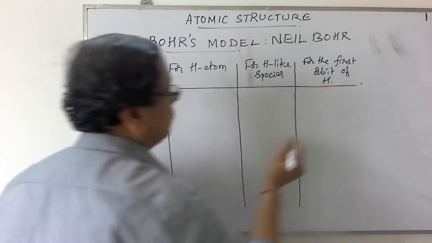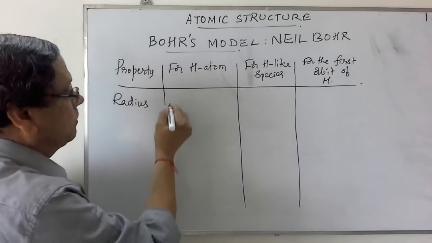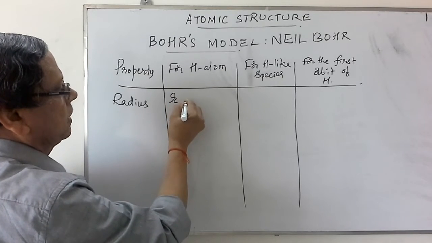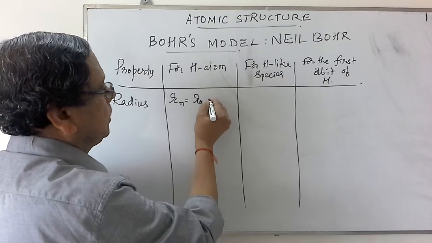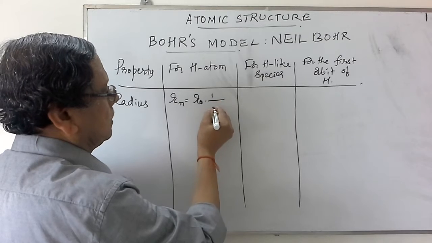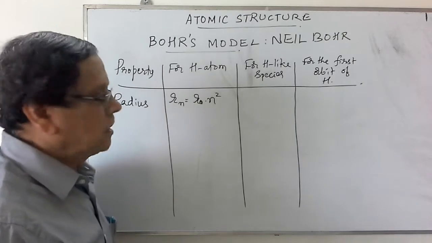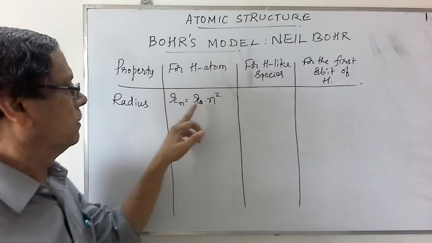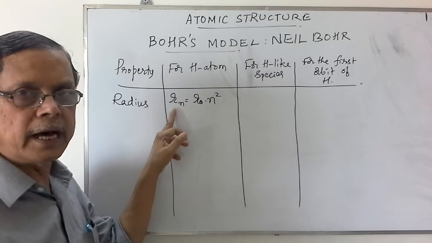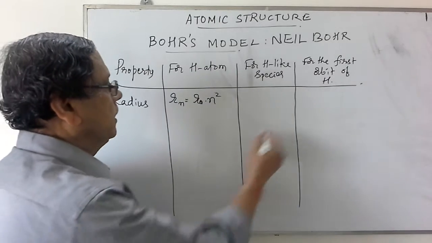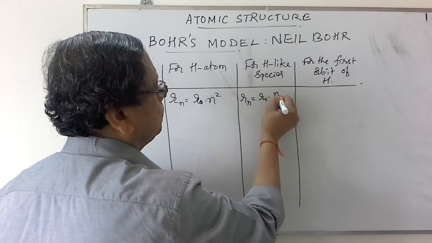The first property that we consider is the radius. For the hydrogen atom, we can write the radius of the nth orbit is equal to the radius of the first orbit, that is R0, into n square. Suppose you consider the first orbit, 1 square into R0 is equal to Rn. First orbit R0. Then for the hydrogen-like species, we can write this as Rn is equal to R0 into n square by Z.